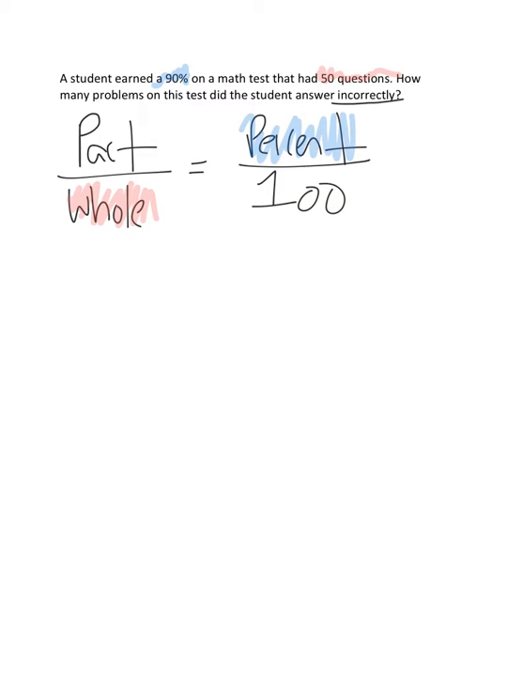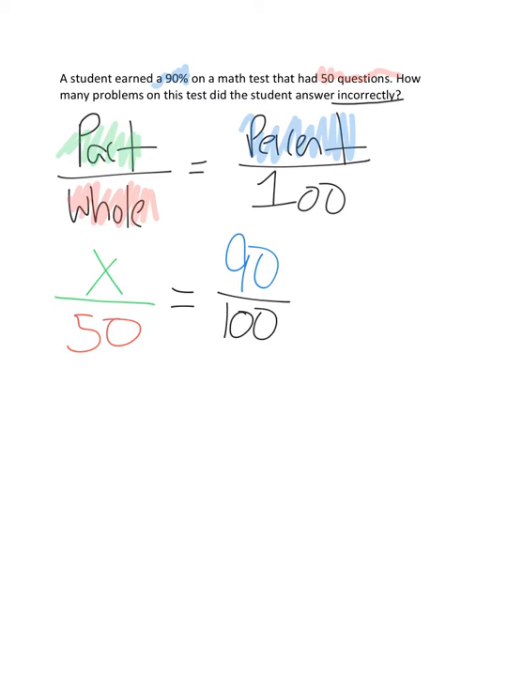And last but not least, we're trying to find the part. So it's going to say how many problems did the student answer incorrectly. So we're looking for the part. So we're going to set it up as x over the whole, which in this case we said was 50, equals the percent, which is 90, and then over 100. So we have our proportion, and now we're going to cross multiply to solve.